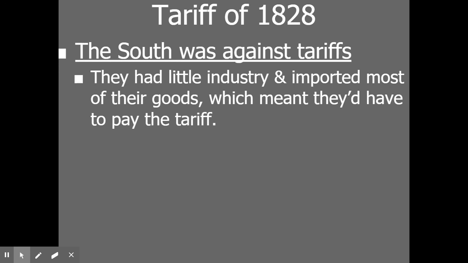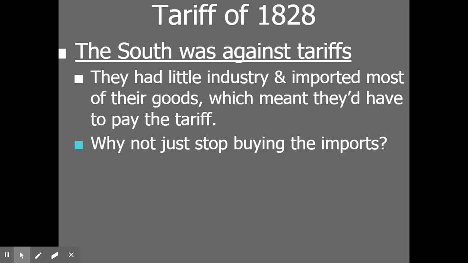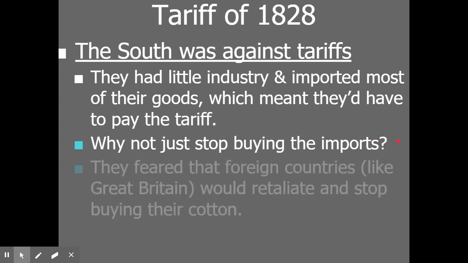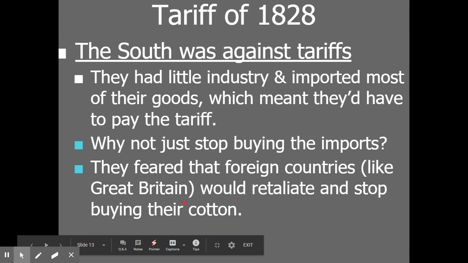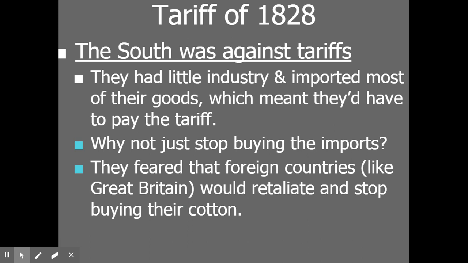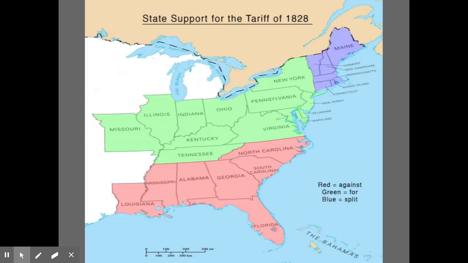Well, now you're probably thinking to yourself, why don't they just buy American made products? Why don't they just stop buying the imports? That's an excellent question, which is why I added it right here. It was because they were afraid that if they stopped buying these imported goods, foreign countries would stop buying their cotton. Like Great Britain, for example, who, remember, was getting 75% of their cotton from the American South. The South was afraid that foreign countries like Great Britain would get mad, try to get even with them, and stop buying their cotton. So that's why they hated the tariff.